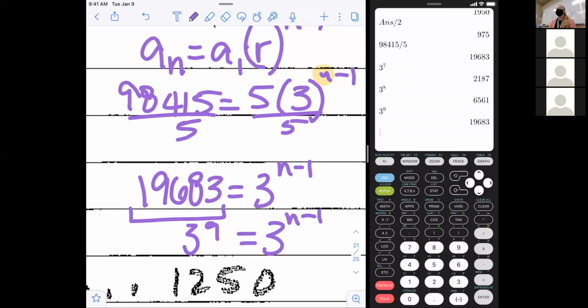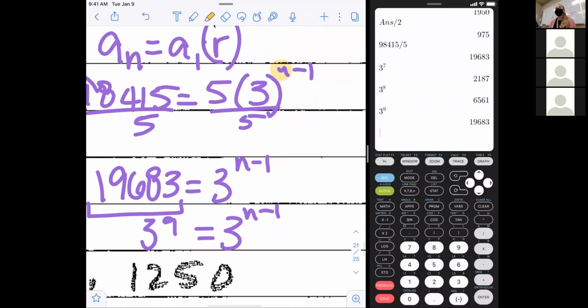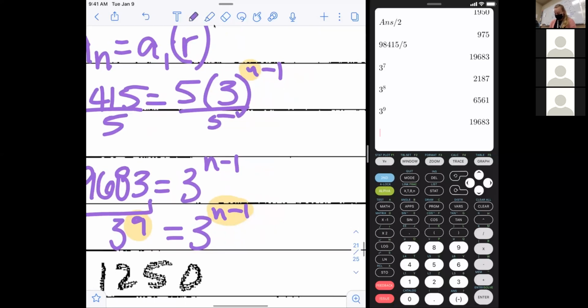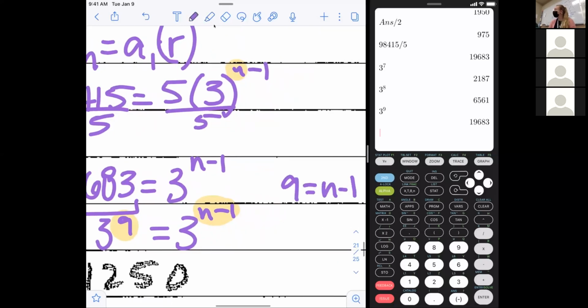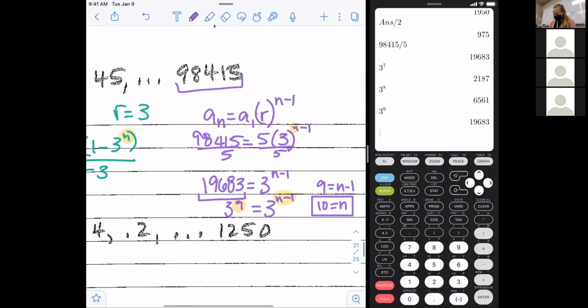Now, one exponential thing I think you should remember, because it's about to make this problem so easy, is I have 3 to the 9th equals 3 to the N minus 1. I have the same base, so that means that my exponents must equal each other. So 9 equals N minus 1. So what's my N? What number of terms do I have here? 10. And I did all that work because I want to plug that into my formula.